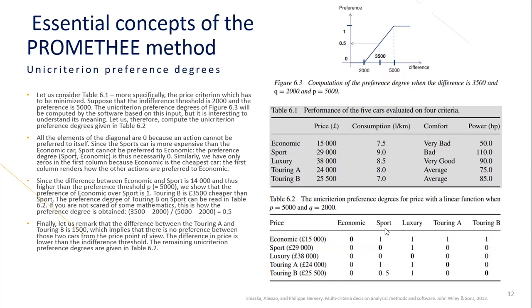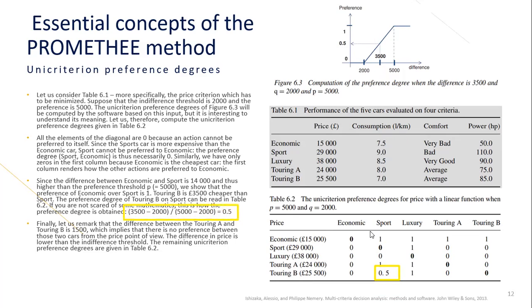Next, you do it for the sport here. Then the luxury, and then the touring, all checked with this function. And you can notice that here they have 0.5. How do you get 0.5? Well, actually it looks like this.